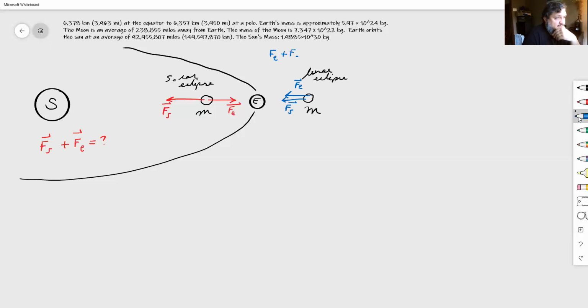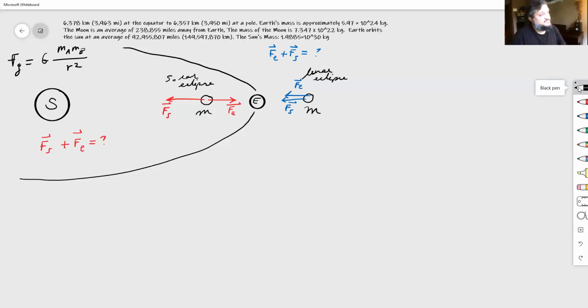How do you add these? All right. So let's start with the solar eclipse. We'll need the formula for the gravitational attraction. Let me just copy it here. Fg is G times Ma Mb, just following the previous problem's notation, over R squared.